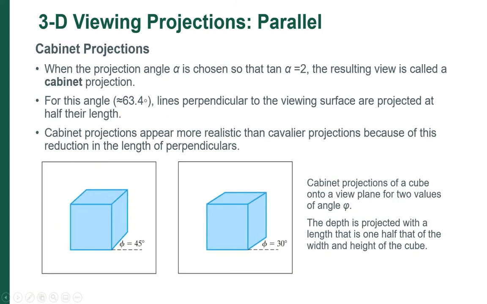And coming to the cabinet, when the projection angle alpha is chosen so that tan alpha is equal to 2, the resulting view is called cabinet projection. For this, the angle is a mathematical approximation of 63.4 degrees, and the lines perpendicular to the viewing surface are projected at half of their length. You can easily compare the Cavalier projections and cabinet.